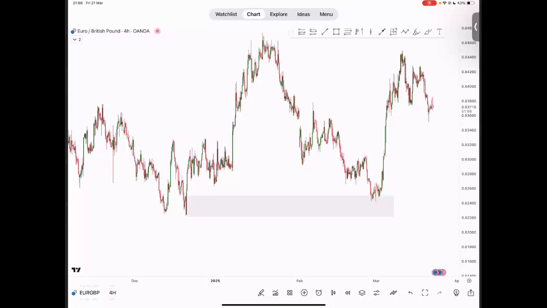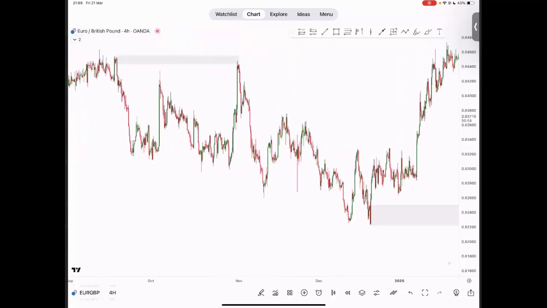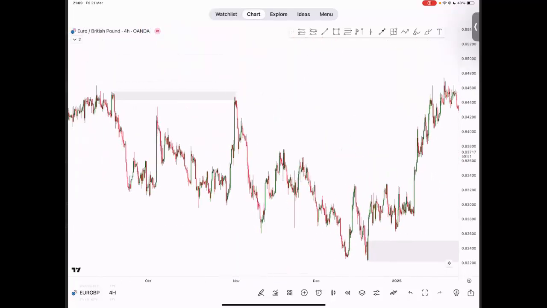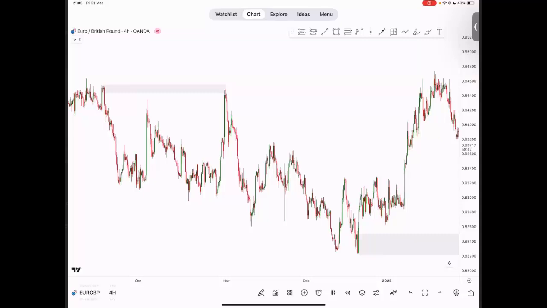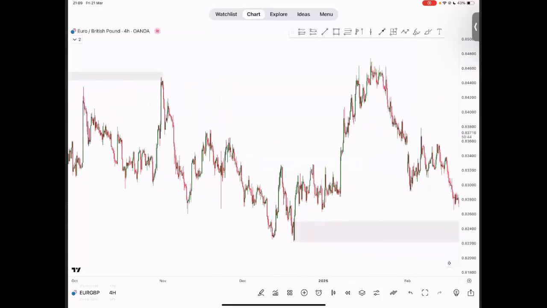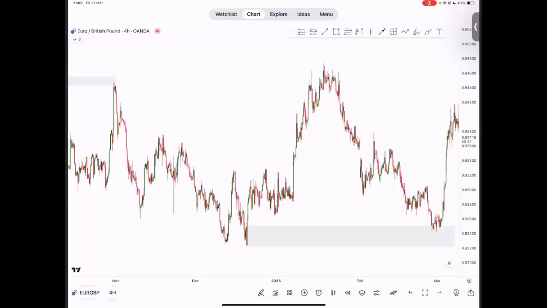Why is this a valid demand zone? Look at your validations for demand and supply zones. The first thing I said is that it must be in line with the trend. If you look at this particular trend, we had price in a downtrend, creating a series of lower highs and lower lows. At this point, price went above a previous lower high to create a change of character.